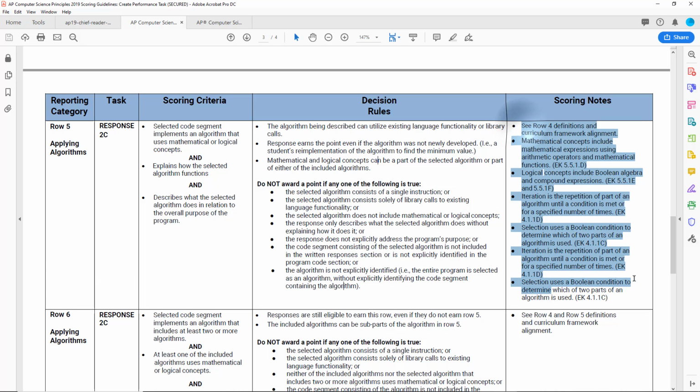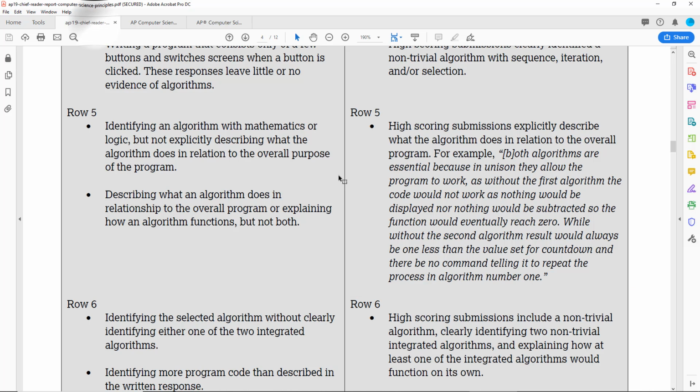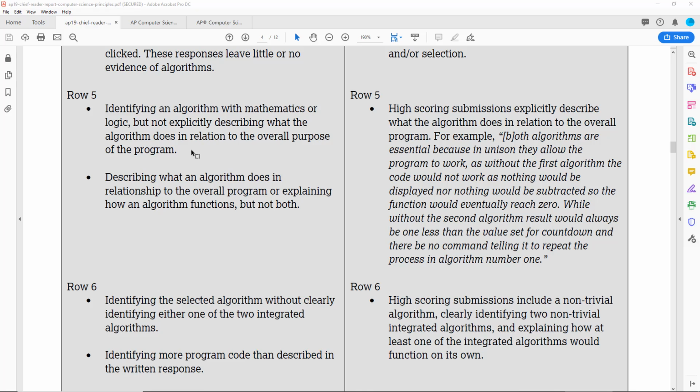Then the scoring notes over here are just some vocabulary explaining what logic is, what mathematical operations are, what iteration is, and what selection is. And we switch over to the Chief Reader report. Main ways people lost their points were they identified an algorithm with math or logic, but they did not describe what the algorithm does in relation to the overall purpose of the program.